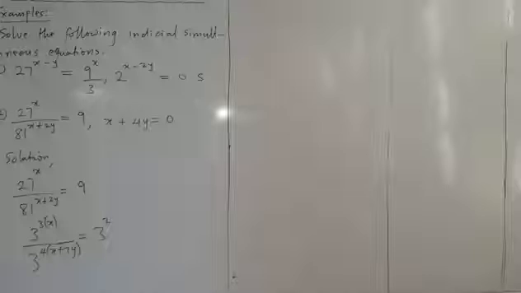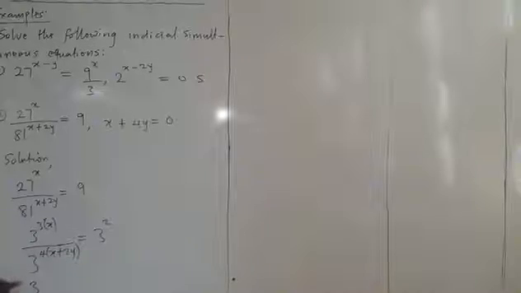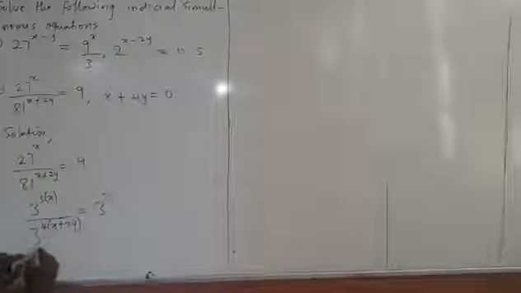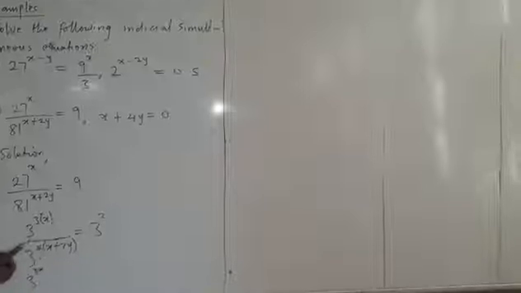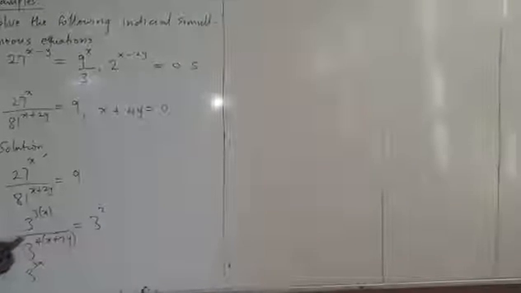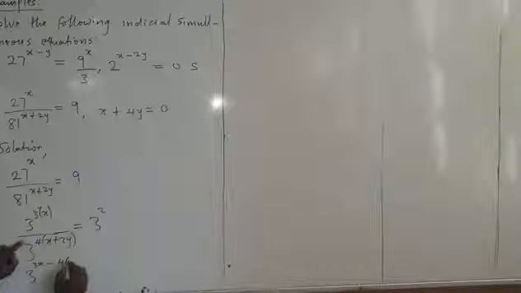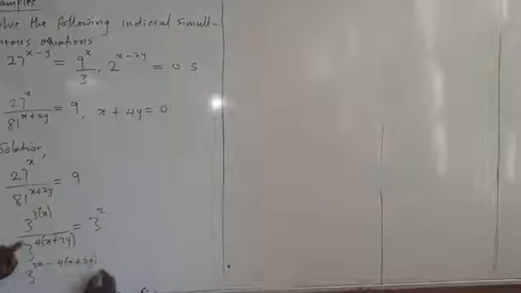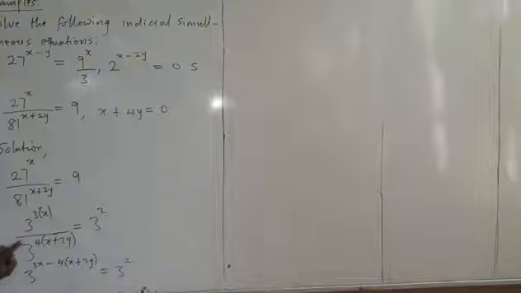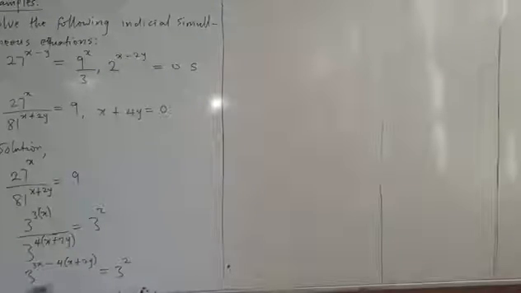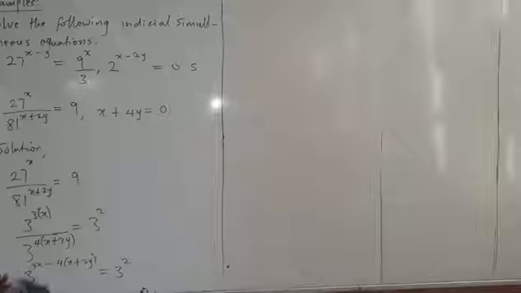So the next thing to do is to take one out of these two bases. So we have 3 raised to power of 3 times x, that's 3x. So using division law of indices, division will change to subtraction. So minus 4 into x plus 2y equals to 3 raised to power of 2. So if you look at this, we have one base here, one base on the other side. So we can cancel out the base. So if you cancel out the base, you now equate the power.